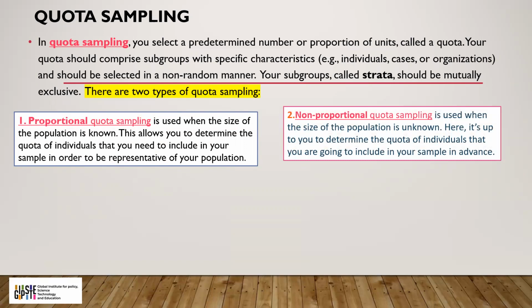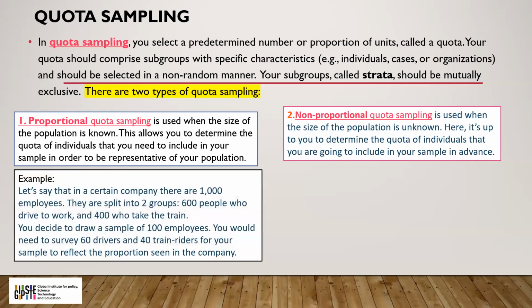Proportional quota sampling is used when the size of the population is known. This allows you to determine the quota of individuals that you need to include in your sample in order to be representative of your population. And non-proportional quota sampling is used when the size of the population is unknown. And here it's up to you as a researcher to determine in advance the quota of individuals that you are going to include in your sample.